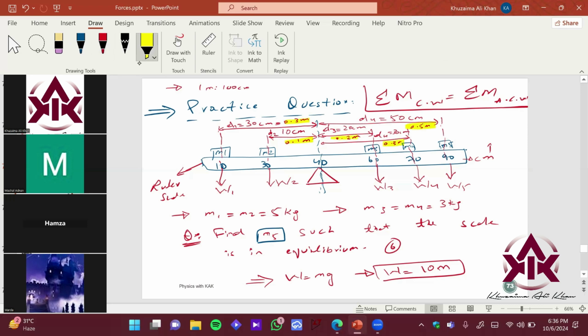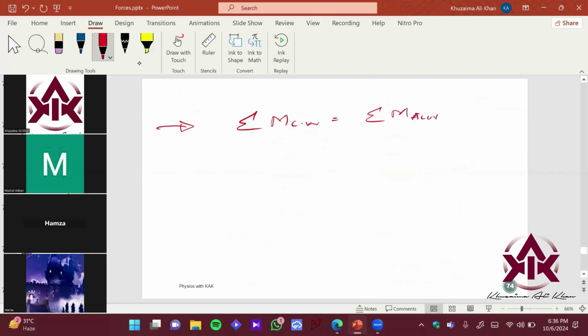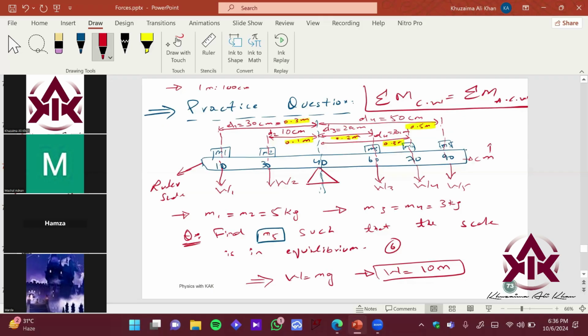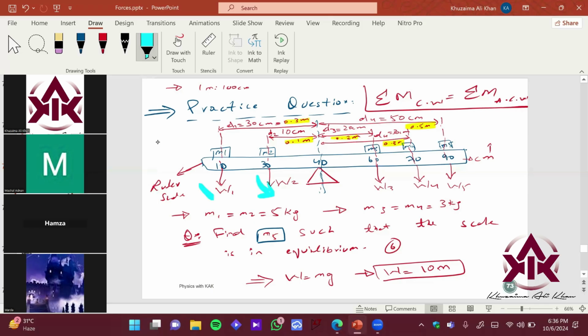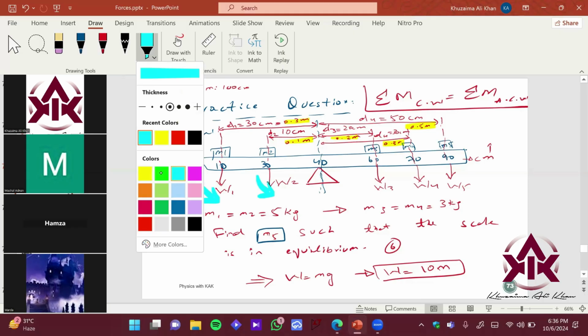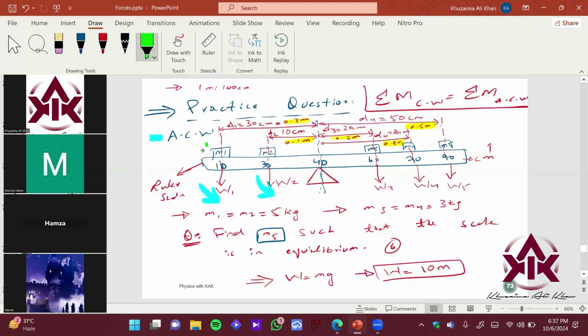Okay, so now let's apply the formula. What is the factor that is causing anti-clockwise moment? Weight 1 and weight 2 are causing anti-clockwise moment. The blue shows anti-clockwise, and let's say the green shows clockwise. Weight 3, weight 4, and weight 5 are going to cause clockwise moment. So you have identified all of these moment directions.